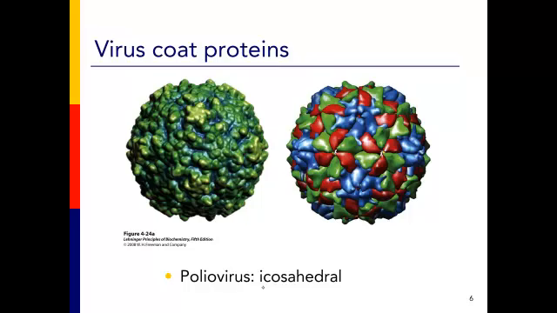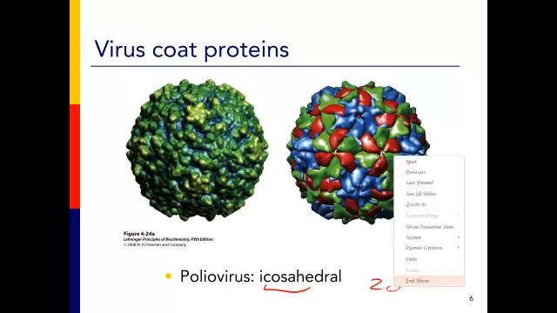So what does icosahedral, how many subunits is that? 20? Yeah. 20 subunits.